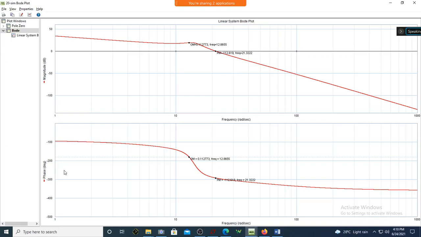What is gain margin in terms of dBs now? Gain margin is written as 0.1127. Correct? Yes, sir. It is, at omega GC equal to 12.86 radian per second. PM is equal to minus 112 degrees, at omega PC equal to 21.32 radian per second. Correct? Yes, sir. It is.